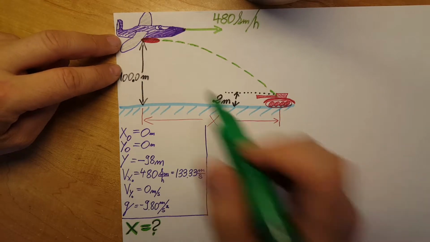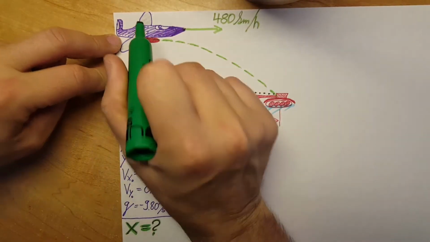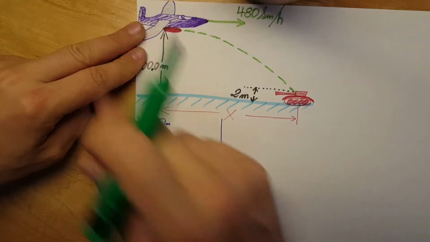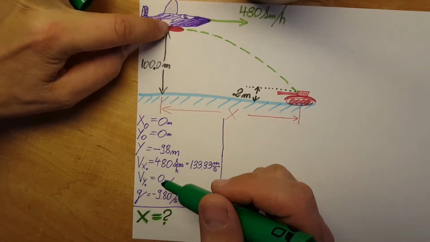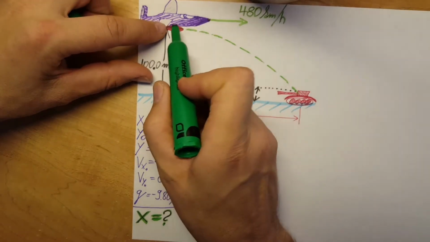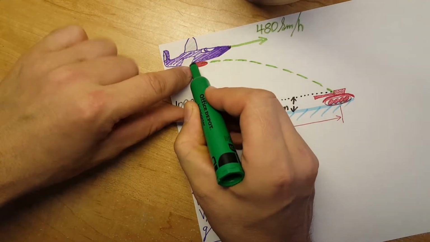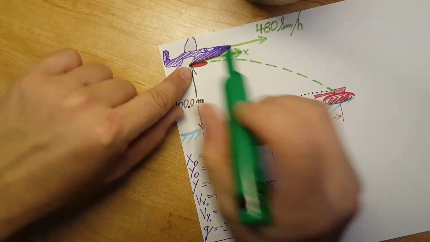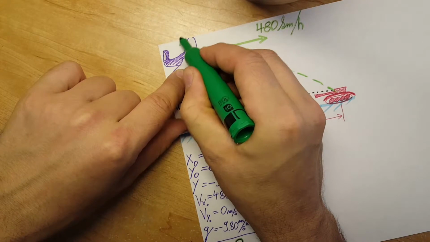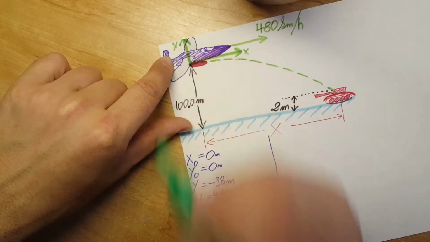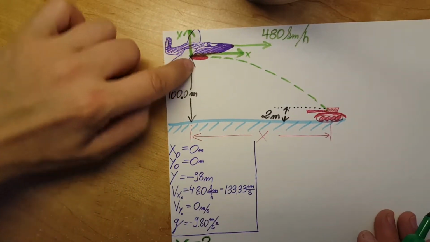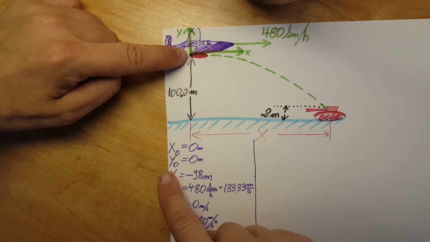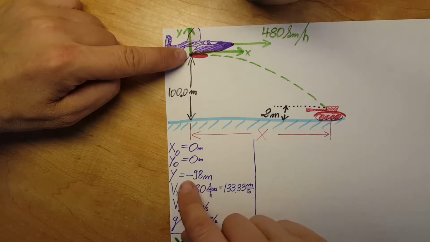Now, we're gonna have x0 and y0 axes. We're gonna position it right here at the location where the package is released. So this will be my x-axis, and this will be my y-axis. There you go. So at this point is my x0, 0, y0, 0.